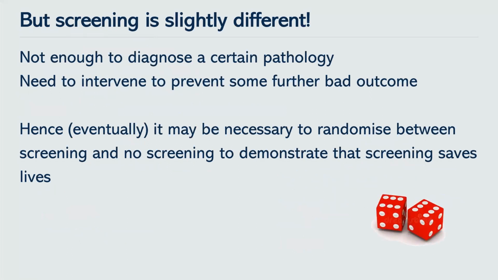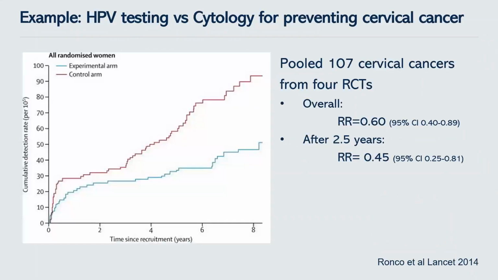But if we're doing screening, it's slightly different because it's not enough to diagnose a certain pathology. The point of screening is then to intervene to prevent some further bad outcome. In cancer screening, that's mostly intervening to prevent death from cancer, but sometimes it's intervening to prevent cancer occurring if we found a precursor condition. And so in that sense, it may be necessary to randomize between screening and no screening. And that's exactly what happened with HPV testing and cytology. Once it had been shown that HPV testing was much more sensitive, the question was, would it lead to a greater prevention of cervical cancer?